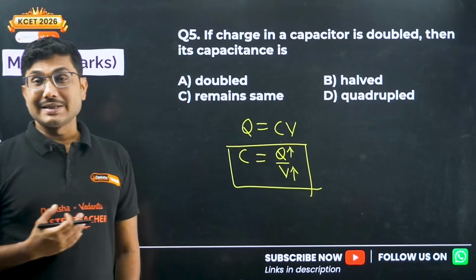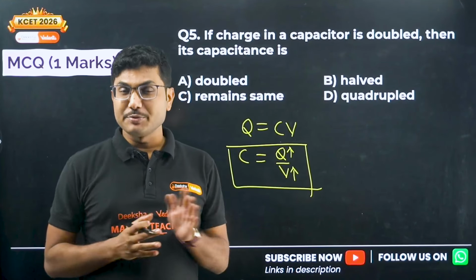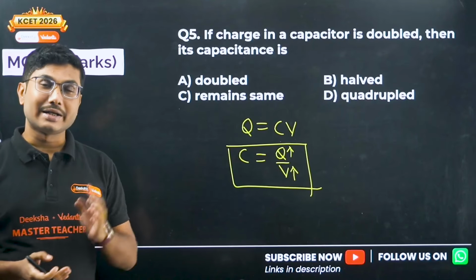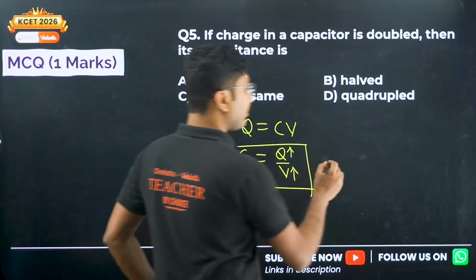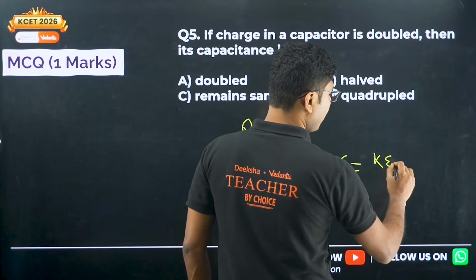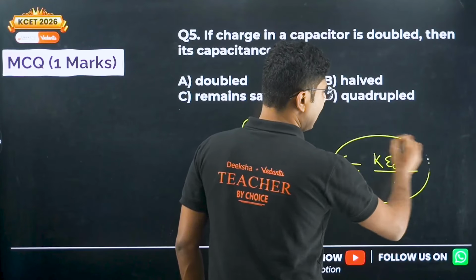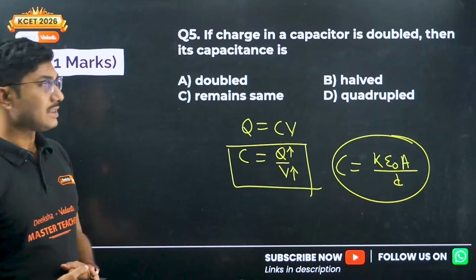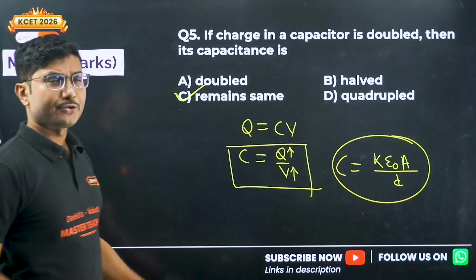To change capacitance, what do you have to do? You have to go to its dimensions, that is you have to change the distance between the plates, you have to increase its area, or you can add a dielectric medium between the plates. That's how you can change the capacitance, right? So the formula for capacitance is K epsilon naught A by D. If you change any one of them, the capacitance will change, but by changing charge or voltage, capacitance will not change. So the correct answer is remain same, option C.